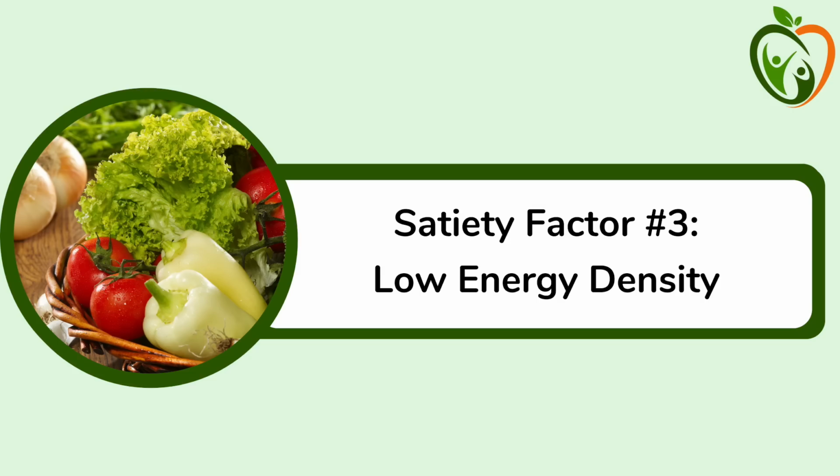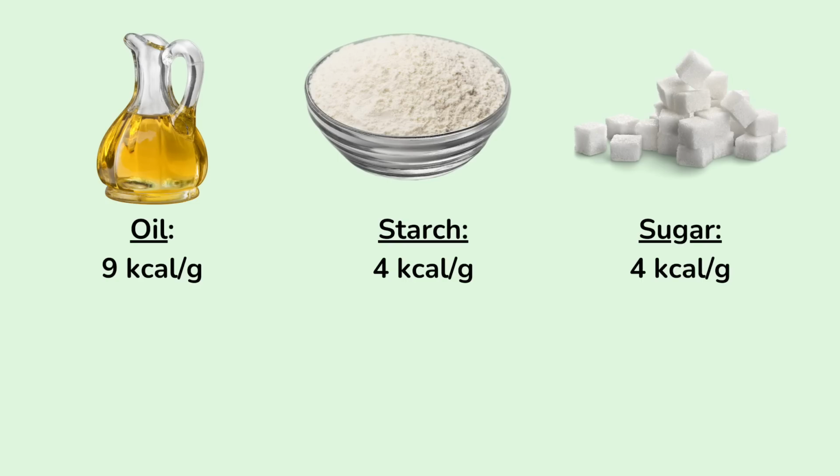another way. And that brings us to satiety factor number 3, and that is a low energy density. Energy density is the number of calories per gram of a food or a meal. So a pure oil or fat or pure starch or sugar will have a lot of calories per gram, specifically 9 kilocalories per gram for a fat or an oil, and 4 kilocalories per gram for a carbohydrate, such as starch or sugar, and also for a pure protein.